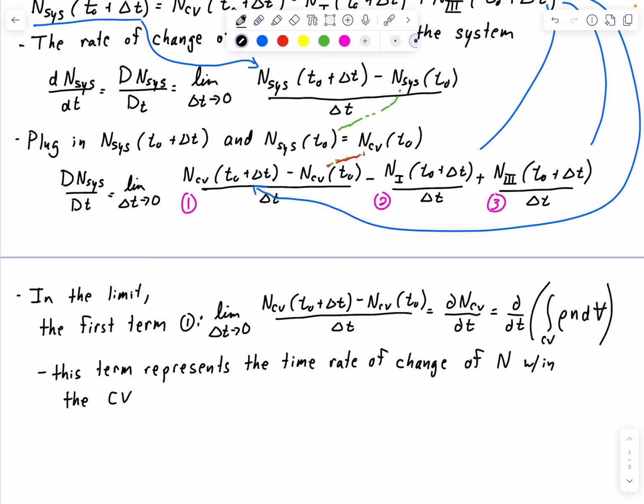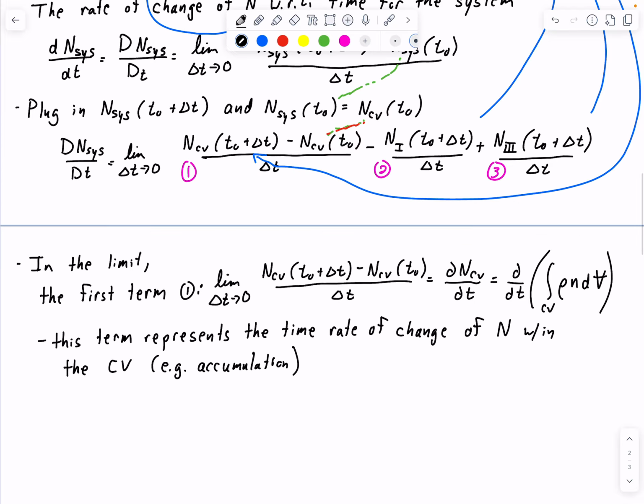So for example, if you had some fluid accumulating within your control volume, maybe your control volume is a large tank and you have fluid accumulating in that control volume, then this term would represent that. So this is the first term. Now we're going to skip to the third term.